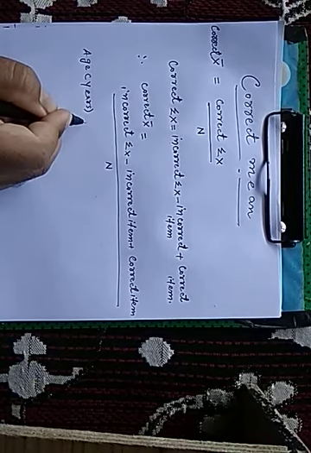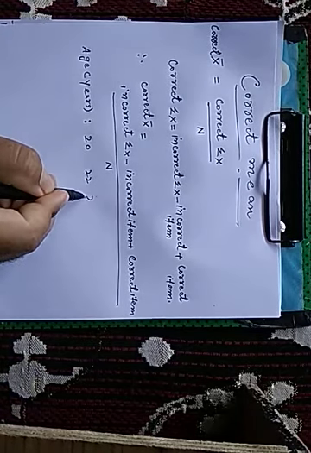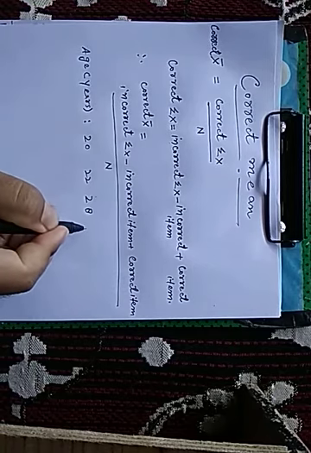Now we will do some examples on this topic, correct mean. For example, the data we have is age in years, which is given as 20, 22, 28 and 38. These are the ages of 4 persons, that is 20 years, 22 years, 28 years and 38 years.